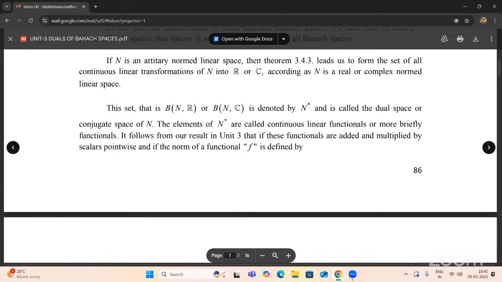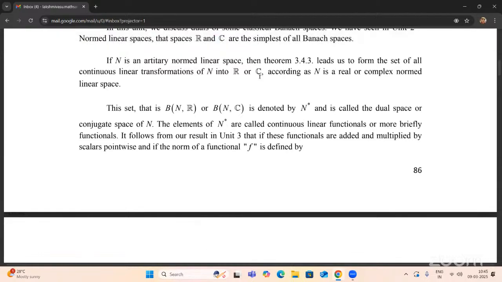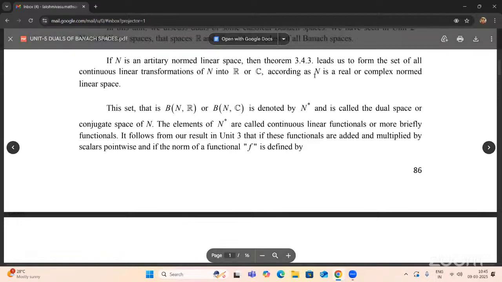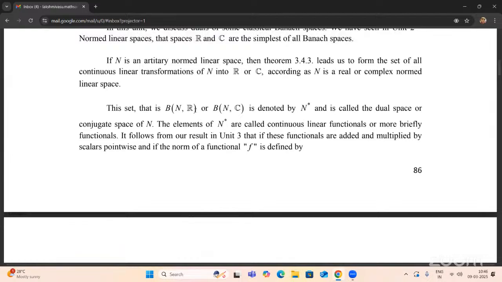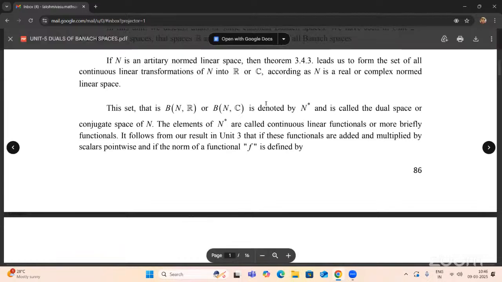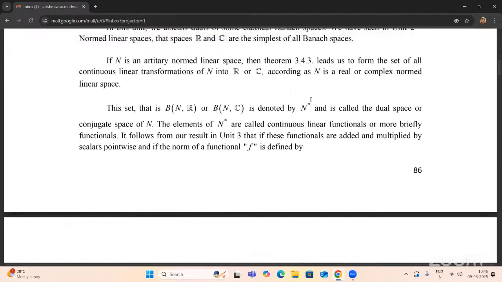If the field consists of complex numbers, it is a unitary space, a complex vector space or complex inner product space. For a real or complex normed linear space, the set of all bounded continuous linear functions defined on the real or complex numbers is called the dual of the linear space, denoted by N star. The dual space is denoted by N star.